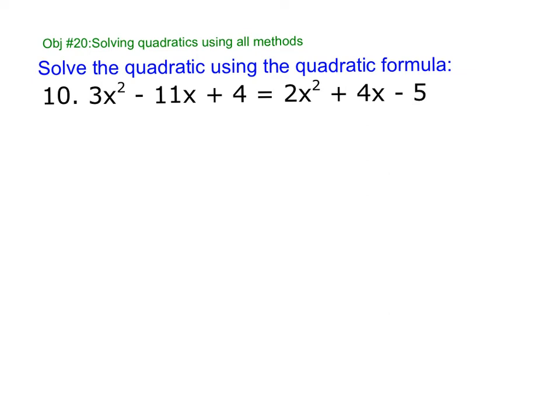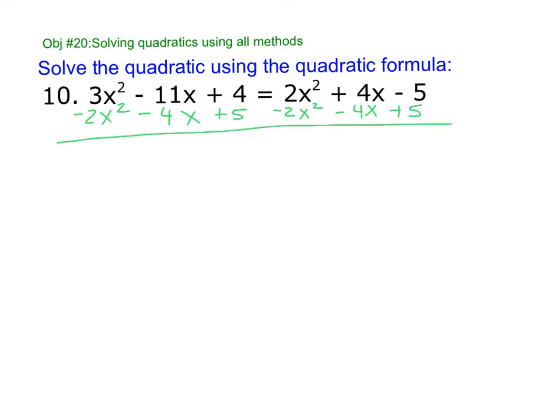All right, so like before, we need a 0. So I'm going to subtract 2x squared. I'm going to subtract 4x. And I'm going to add 5. So we get x squared minus 15x plus 9. All right. Quadratic formula. A is 1. B is negative 15. C is 9.